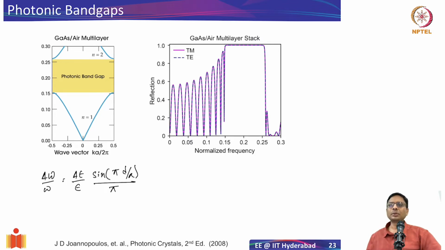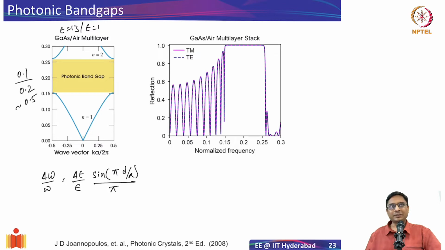I did not clarify this a little bit, so I think I should. In the gallium arsenide air multilayer, gallium arsenide has a permittivity of epsilon equal to 13, and air has a permittivity of epsilon equal to 1. We looked at the picture last time, and we said delta omega is basically 0.15 to 0.25, so 0.1, and delta omega divided by the mid gap frequency of 0.2 is about 1 by 2, so 0.5.